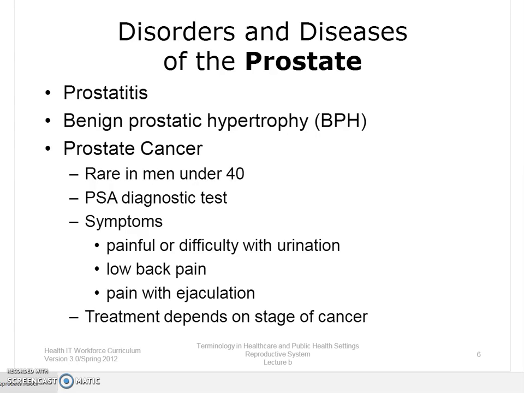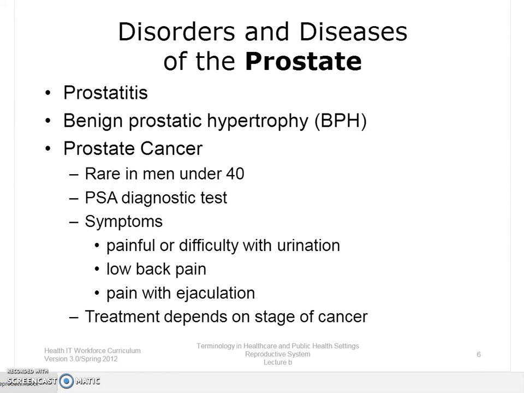Some common problems with the prostate include these disorders and diseases. Prostatitis is an infection of the prostate gland, usually caused by bacteria. Benign prostatic hypertrophy, or BPH, is an enlargement of the prostate gland, commonly seen in males over 50. Symptoms include dribbling after urination and frequent urination, especially at night. Possible treatments include resection of the portion of the gland that is obstructing the urethra.